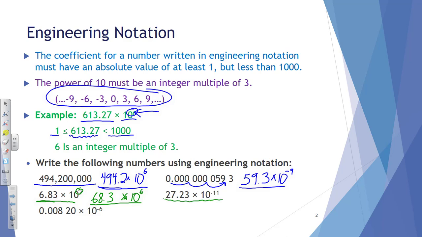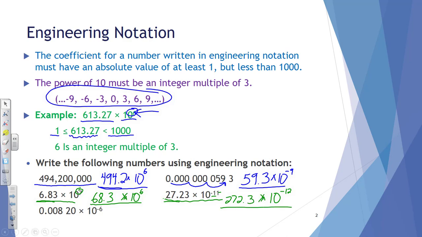27.23 times 10 to the negative 11. Well, there again, we need to change that exponent. We can go down to negative 12, which would make this a little bit bigger. Or we can make that climb up to a negative 9, which would make our coefficient a little bit smaller. In this case, we're going to have to make the exponent go down to negative 12. Since that's going down by 1 power of 10, our coefficient should get one spot bigger, and this will become 272.3 times 10 to the negative 12th.